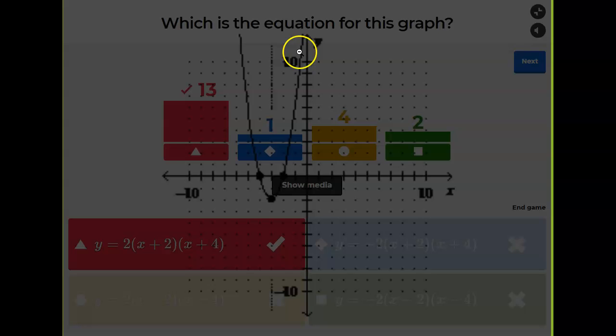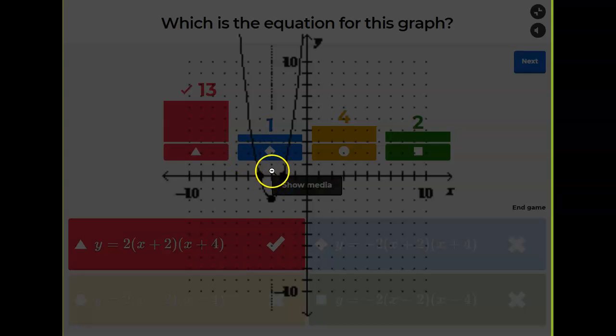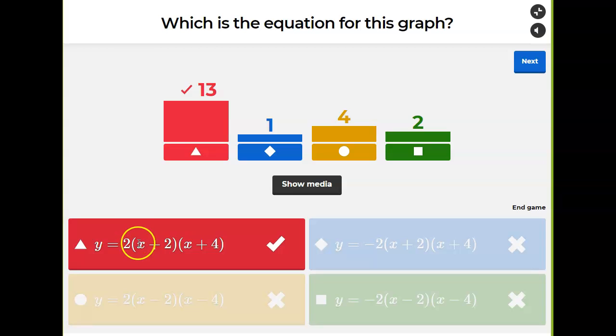Notice how it's opening upward, so we have to have a positive a value. And then both of the roots are negative, but they're opposite of what it appears. So I have to have a positive number, which means it can't be the blue or the green. So it's either the yellow or the red. And then the plus 2 and plus 4, remember when you read those in the equation, they're the opposite of what it reads. That's your p and your q. So my intercepts here are going to be at -2 and -4. And then in the equation, it would read x plus 2, x plus 4. So that's why it's the red one.